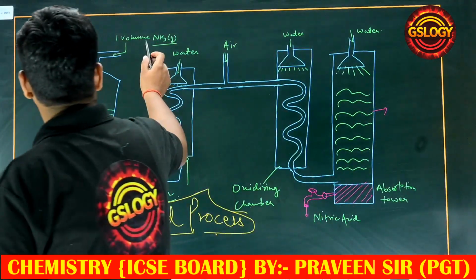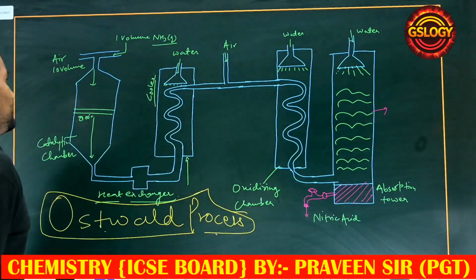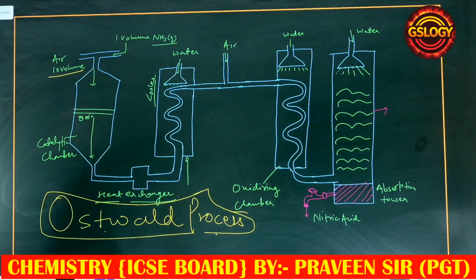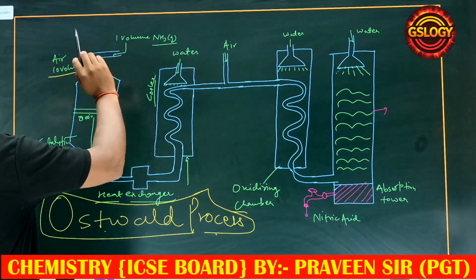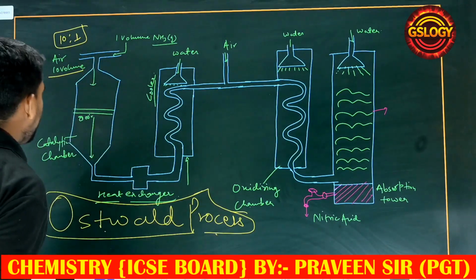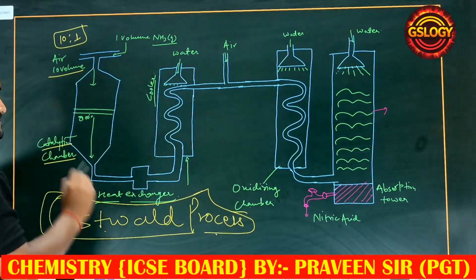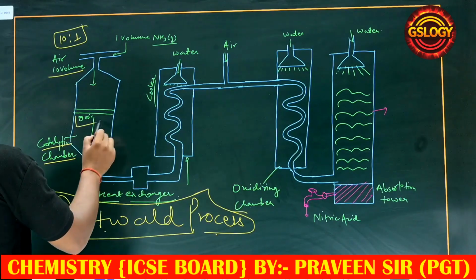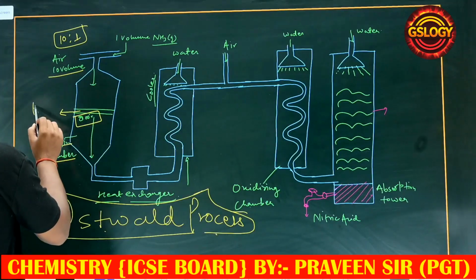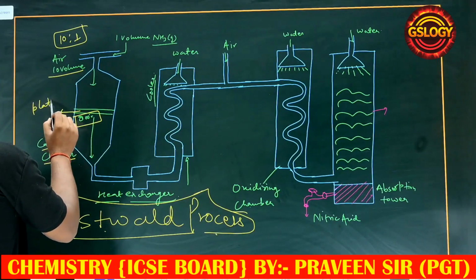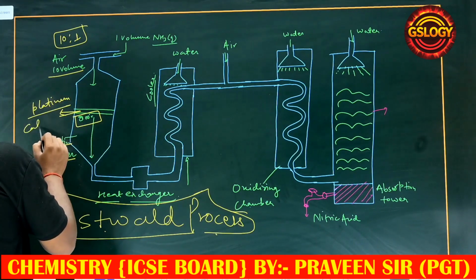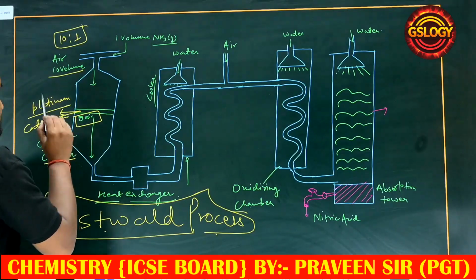Here we take 1 volume of ammonia and pass air of 10 volumes, meaning the mixture of air and ammonia is 10:1, and pass it into the catalytic chamber at 800 degrees Celsius, which contains platinum wire gauze. The platinum wire gauze acts as a catalyst.